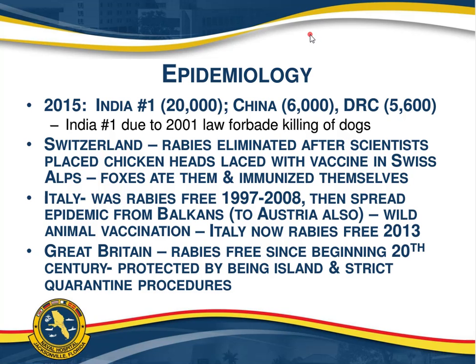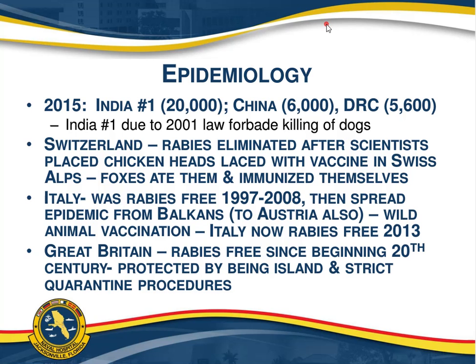In Switzerland, rabies was eliminated after scientists, I guess it's a questionable practice, placed chicken heads laced with the vaccine in the Swiss Alps. Foxes ate them and immunized themselves. They're trying to do something similar in India right now, where they genetically alter mosquitoes to be susceptible to insecticides. Of course, that's a little bit controversial because you're genetically altering something, and it brings up questions on altering the genetics of anything, I guess.